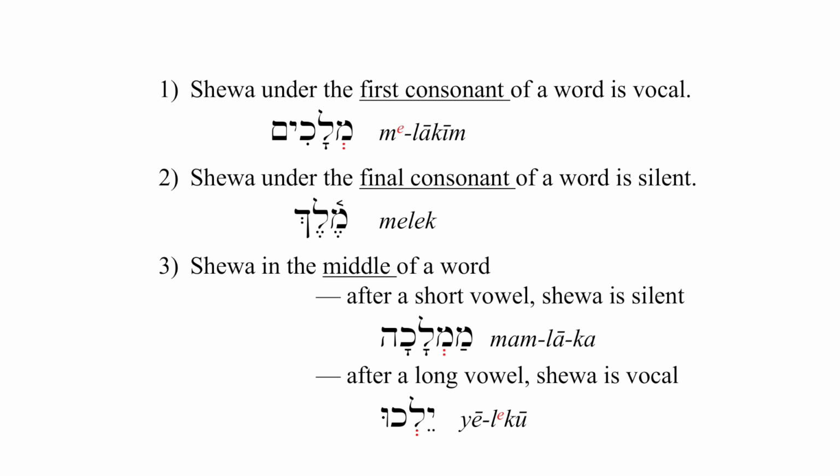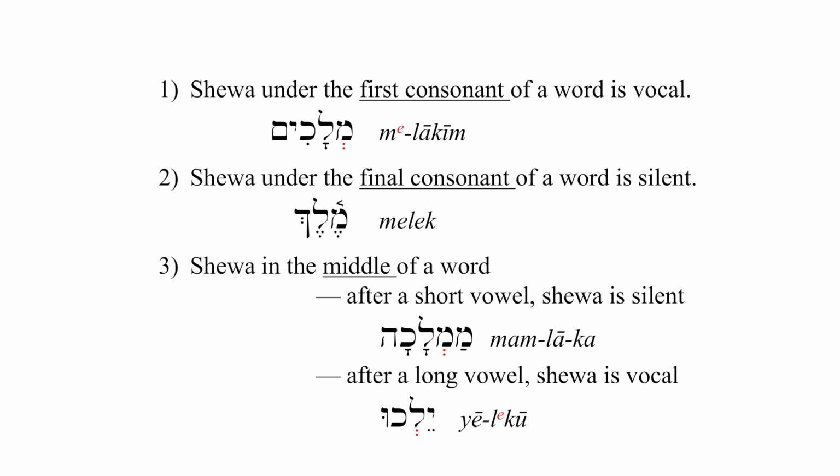After a short vowel, schwa is silent. In the second example, ye laku, the first vowel is long. It's a strong vowel. It doesn't need the support of the next consonant. So, after a long vowel, the schwa will be vocal. It's going to transition you forward into the rest of the word. Ye laku. So, at the beginning of a word, you're going to logically hear a schwa.